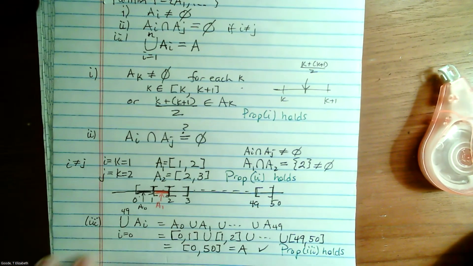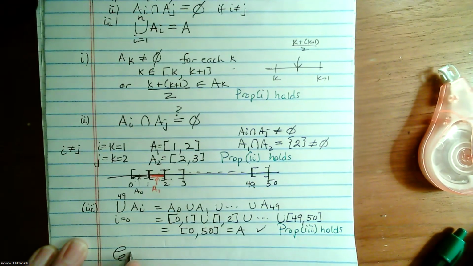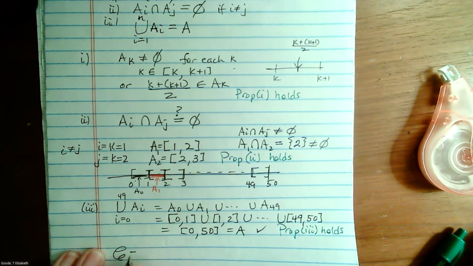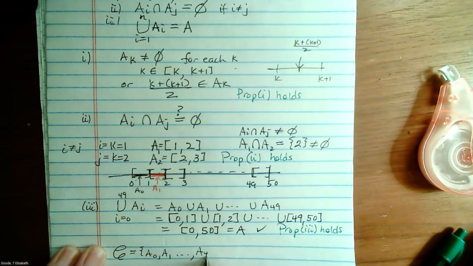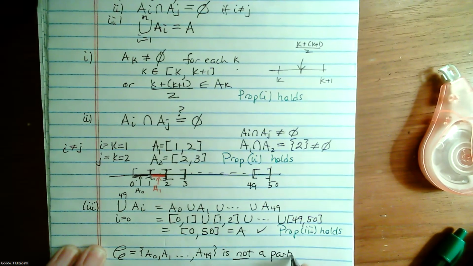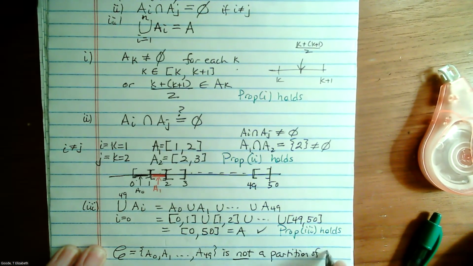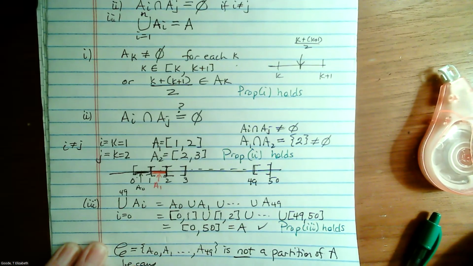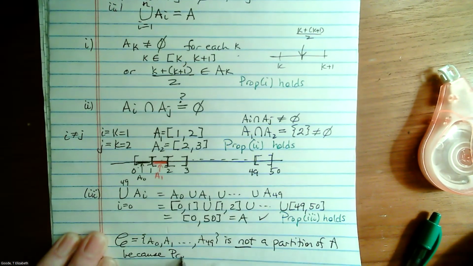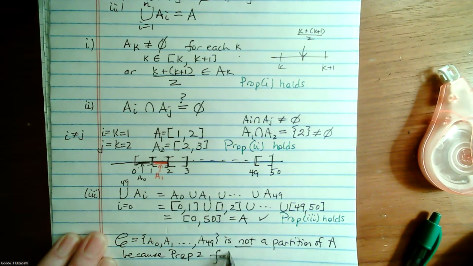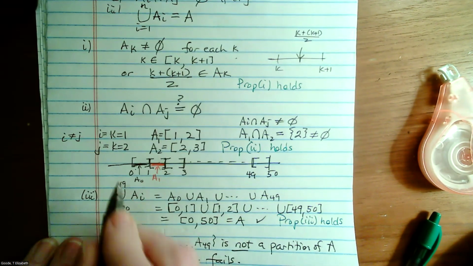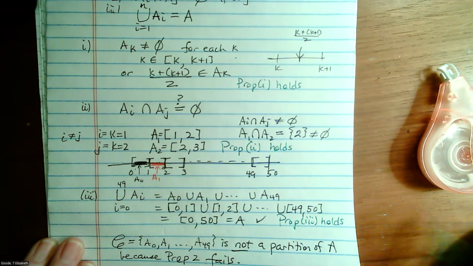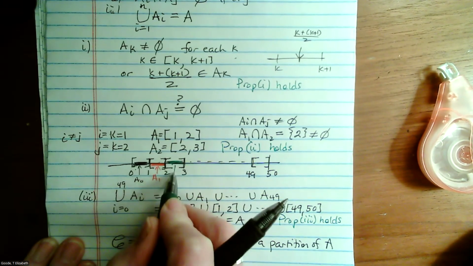Yeah. And it's the collection. If you put them all together in a collection, A0, A1, up to A sub 49, it's not a partition of A because property 2 fails. See what I mean? All 3 properties have to hold. And this would be A3.